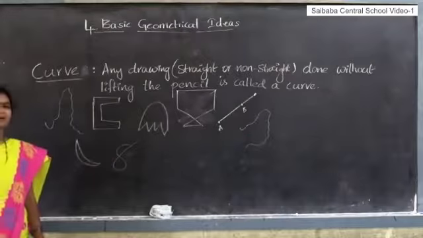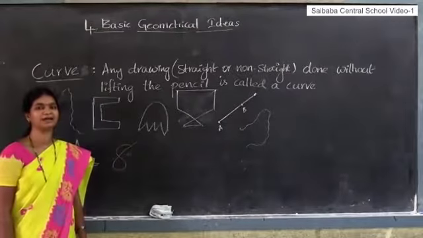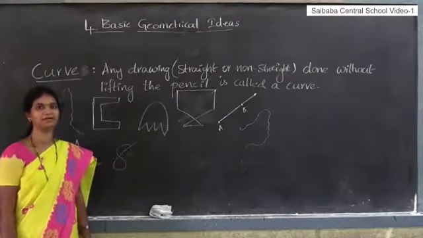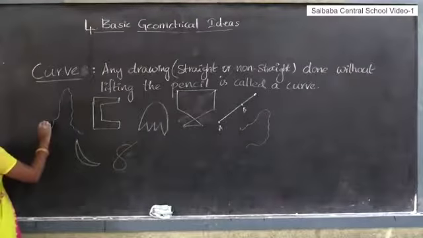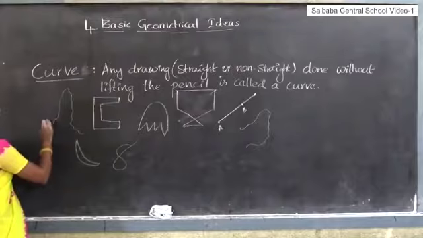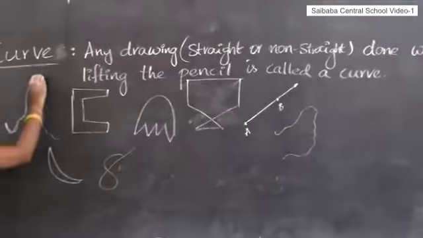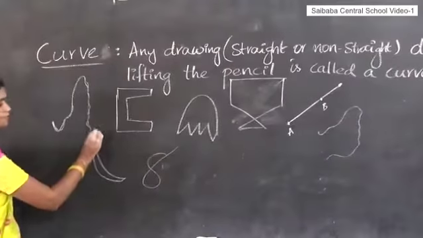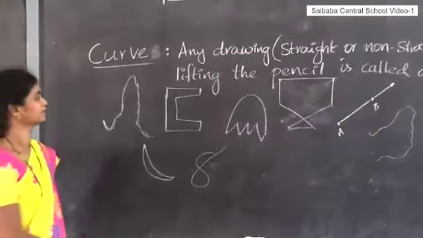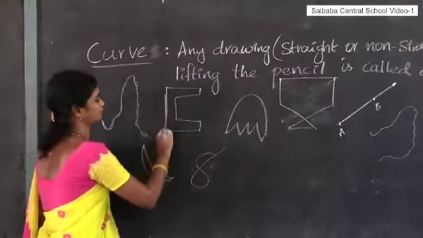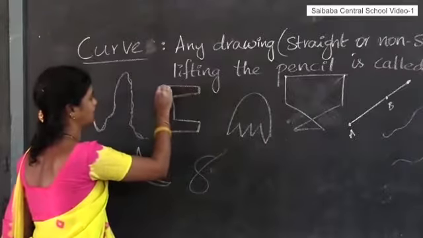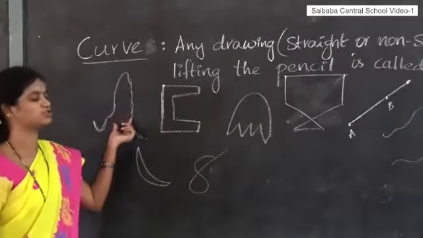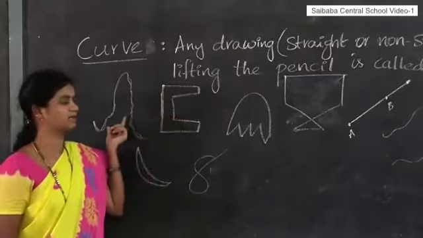Next topic is curves. Some of the drawings we can draw without lifting the pen from the paper. If you observe, this is a line, and this is a curve I have drawn without lifting my hand. And this one is also a curve that I completed without lifting my hand. So these two are called curves.